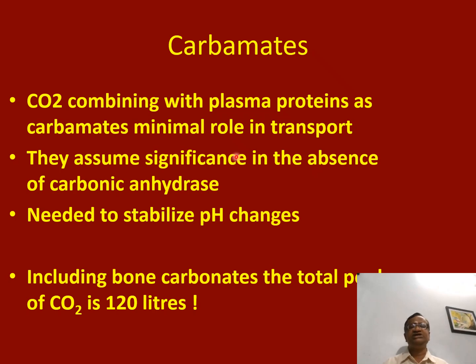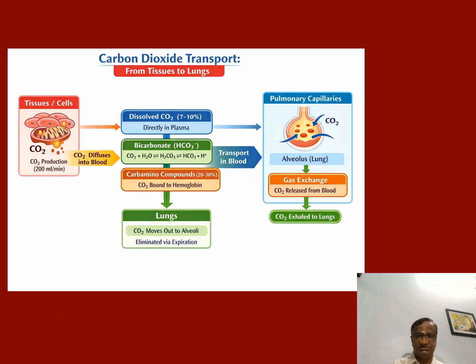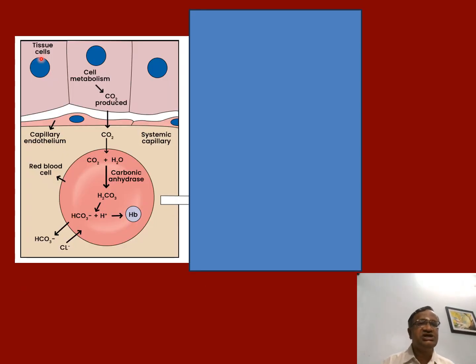This assumes significance in the absence of carbonic anhydrase and to stabilize pH changes, because whenever carbon dioxide is transported primarily only through bicarbonate, there is a danger of acid shifts and pH changes. So yes, the carbamino compounds need to be there, 20%, to annul the pH changes, to decrease the pH changes. So the carbon dioxide is produced, bicarbonate and carbamino compounds are formed, bicarbonate moves out and carbon dioxide is eliminated via the lungs. This is what happens in the tissue cells.